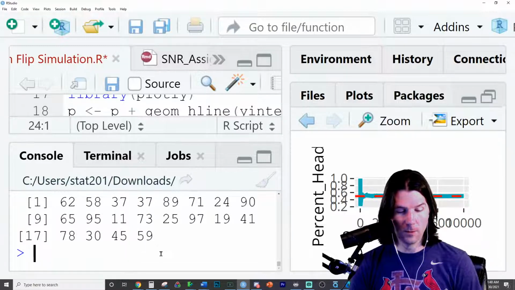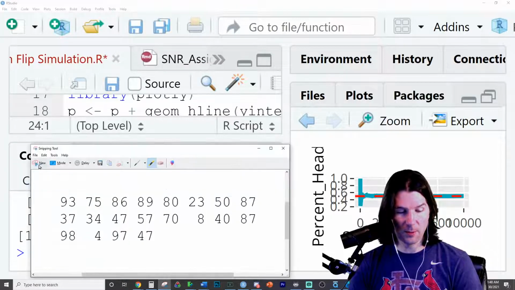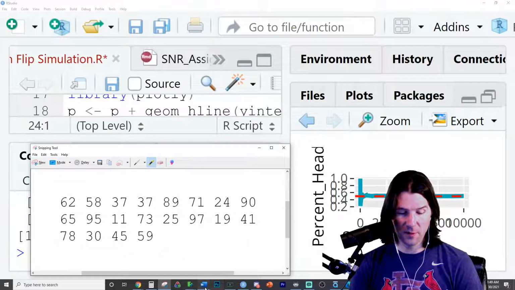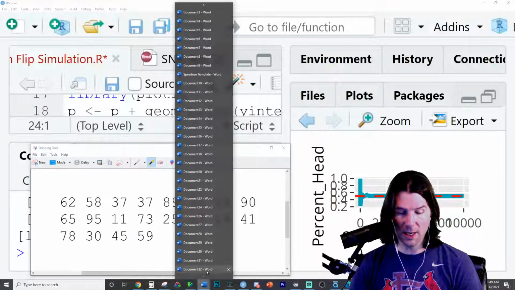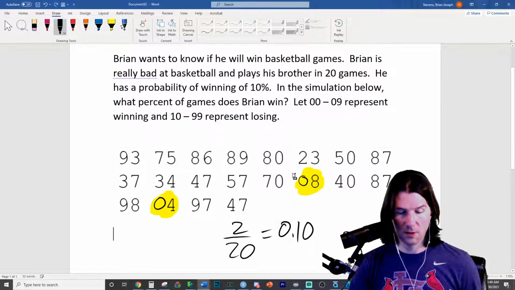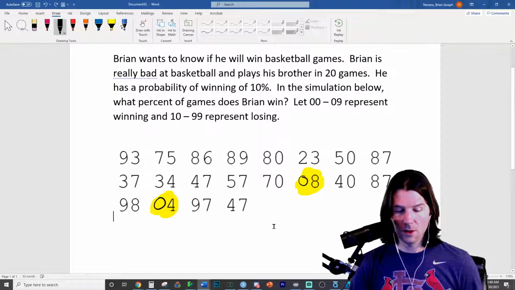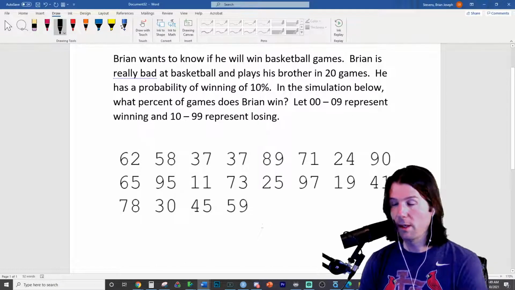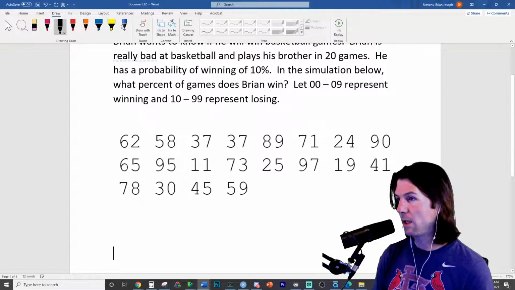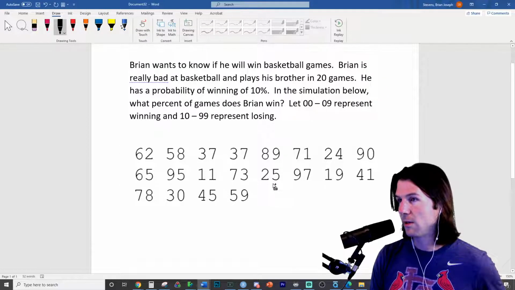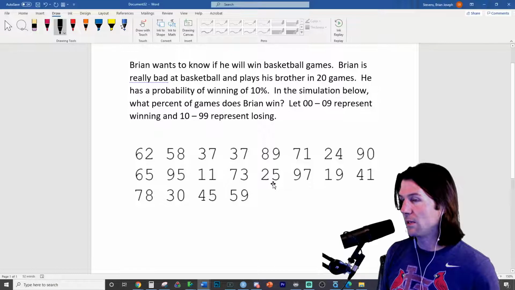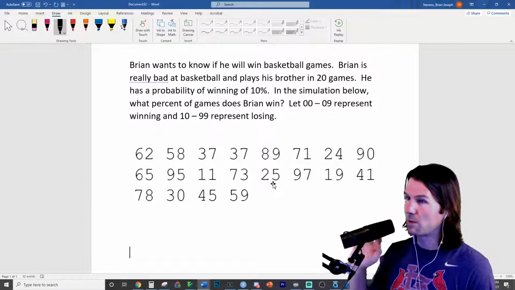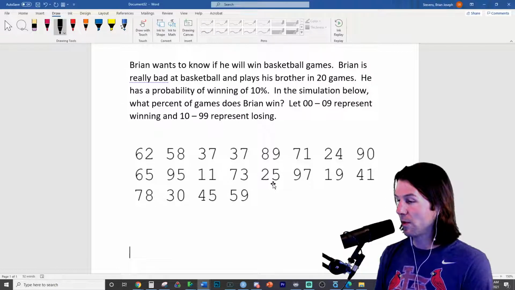Okay. Ooh. How many games does Brian win now in this simulation? So I'm going to ask 2 questions here. Be very careful on the wording because this kind of goes back to the practice test wording. So question 1. What percent of games does Brian win in this simulation right here? So 00 through 09 represent winning a game. And you would look through here, 0%.